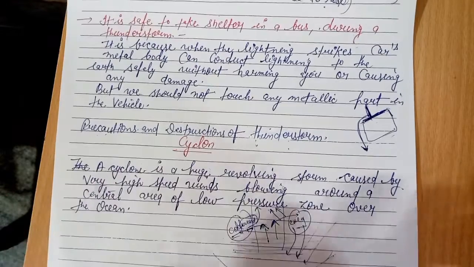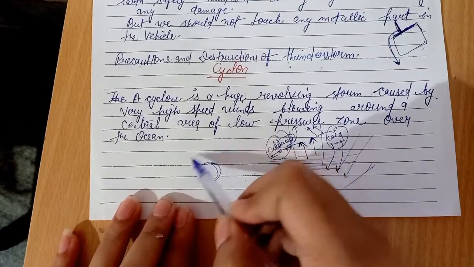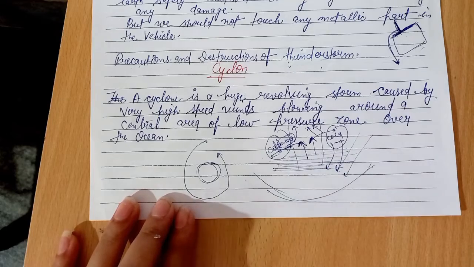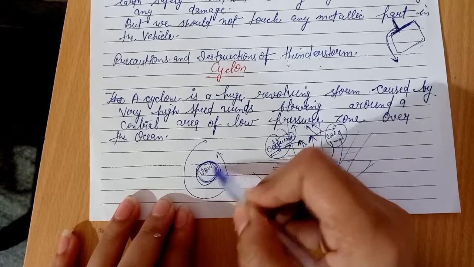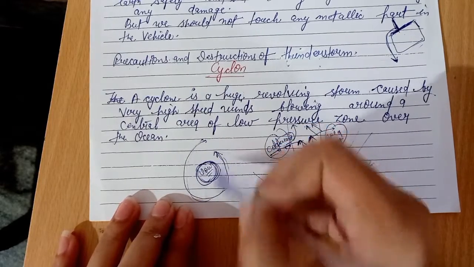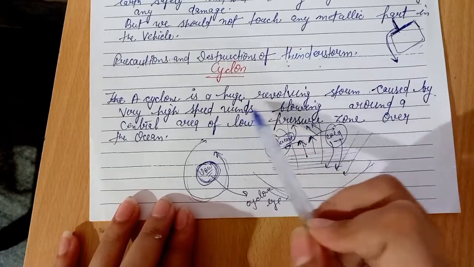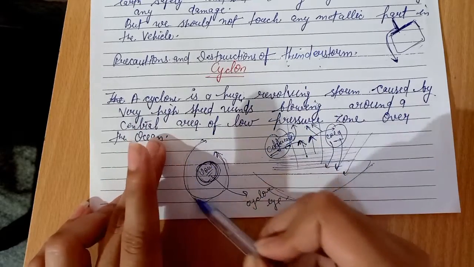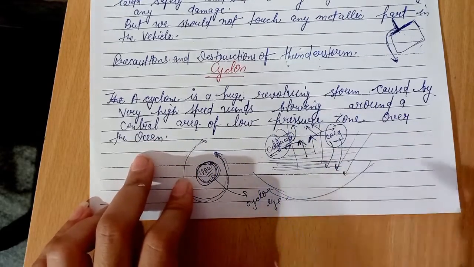And a cyclone is always generated at the surface of the sea, where high speed winds flow towards the region of low air pressure, because it is a concept that air flows from the high pressure region to the low pressure region. In the midway there is a low pressure region, and the surrounding part has high air pressure, so wind starts to blow from high to low air pressure, and this area we call a cyclone. So a cyclone is a huge revolving storm caused by very high speed winds blowing around a central area of low pressure over the ocean. So this is a cyclone.